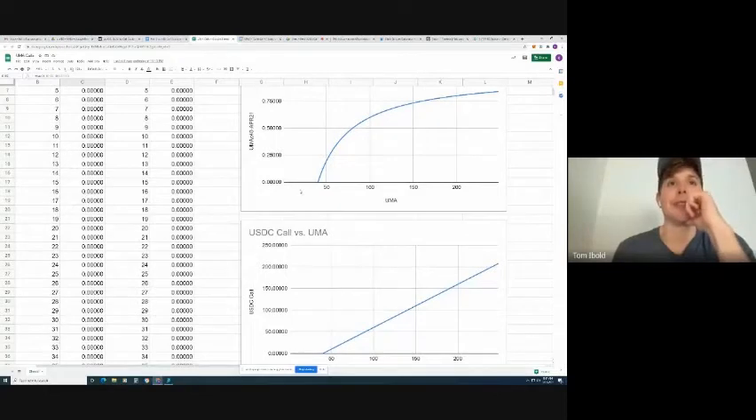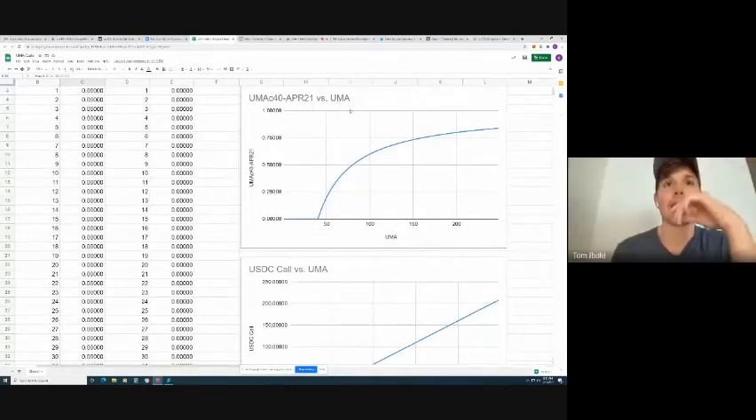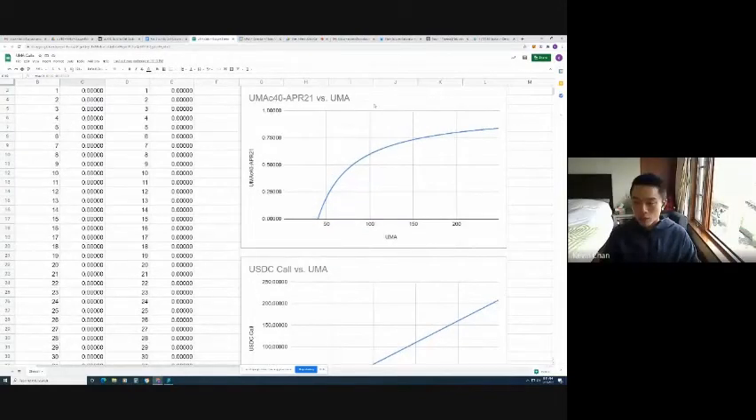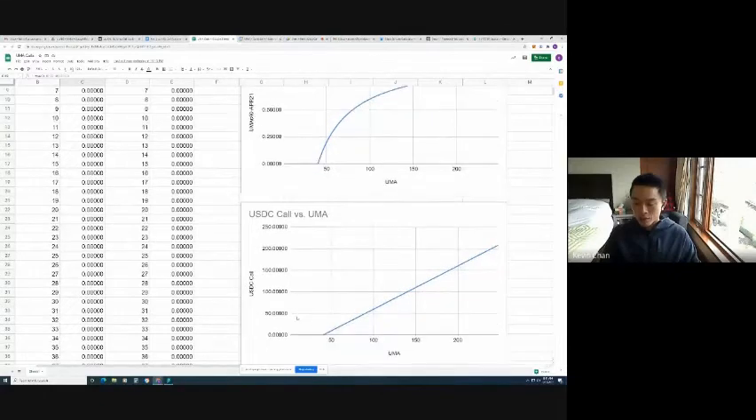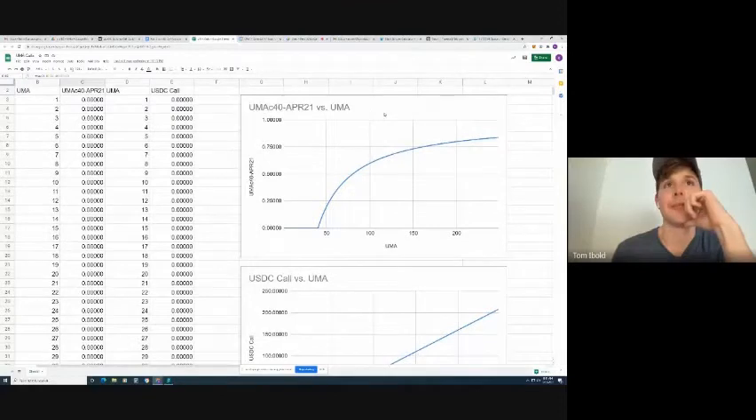What's the difference between the first graph and the second graph? The first graph would be you're being paid in US dollars for your call option, and the second is you're being paid in UMA for your call option. Okay. Right.